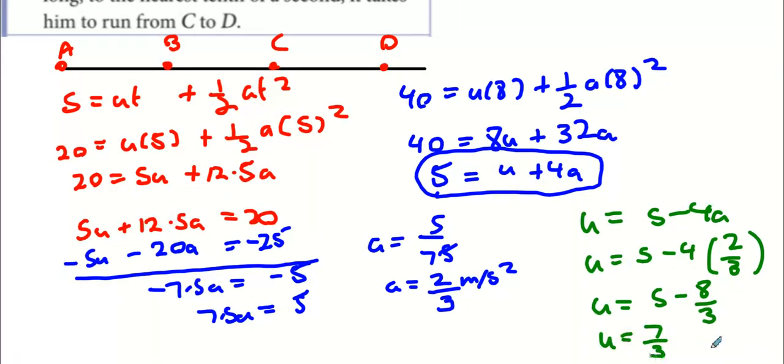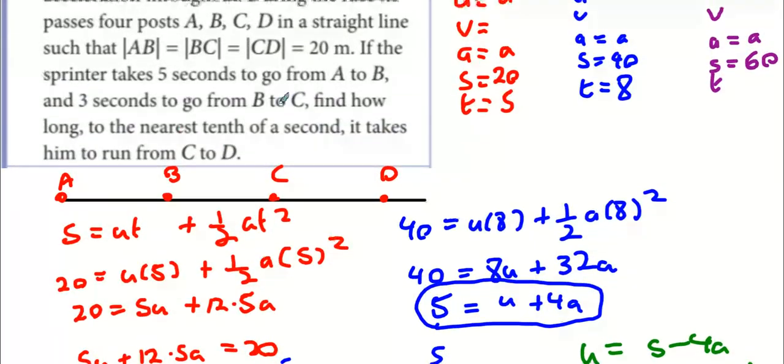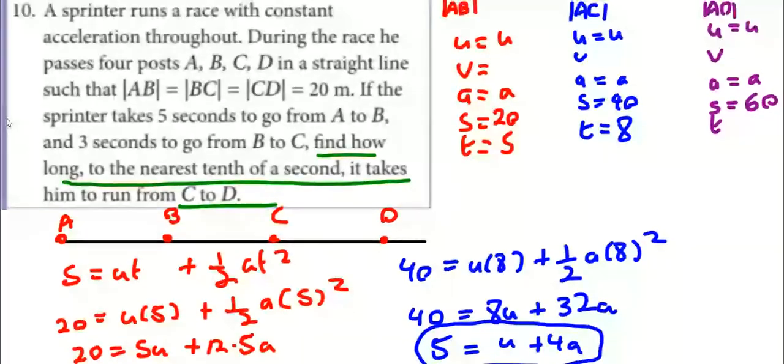Don't know about you guys, but by the time I do all this, I actually forget what the question wants from me. So you just have to go back and read it again. So, find how long, to the nearest tenth of a second, it takes to run from C to D. I'm going to use AD, and then I'm just going to take 8 away from the answer. Does that make sense? Find the total time to go from A to D, and then take away the total time to go from A to C, and that leaves over the time taken to go from C to D.